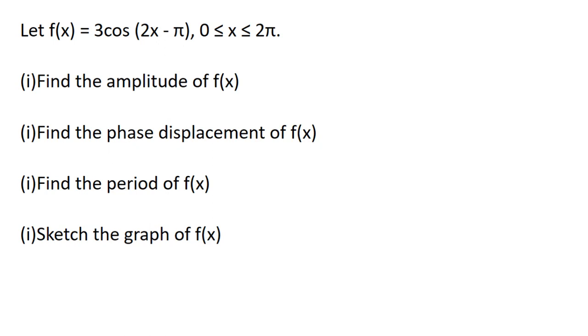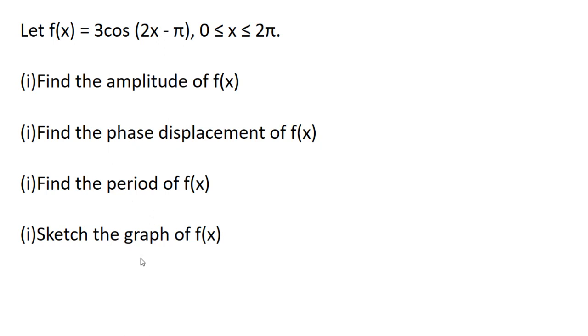Okay, so another question on trigonometry. This is a must know question. Each one of us is supposed to know this question. So let f of x be equal to 3 cos (2x minus pi), and the interval we have been given is from 0 to 2 pi. Then the question is, find the amplitude, find the phase displacement, find the period, and lastly sketch the graph.